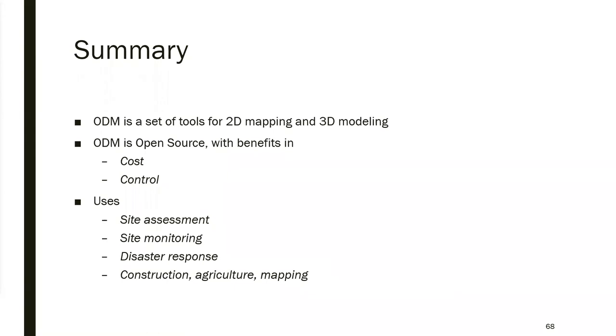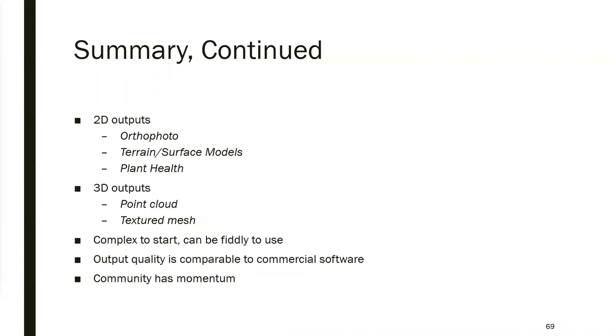It's open source. Open source gives you benefits in both cost and control over your environment. It's useful in many, many areas, the same areas where any photogrammetry software would be useful. Site assessment, site monitoring, disaster response, construction, agriculture, mapping, utility inspection, any of those. The major outputs are two-dimensional orthophotos and then some terrain and surface stuff, as well as plant health and 3D outputs. Mostly your point cloud and textured mesh are the big ones there.